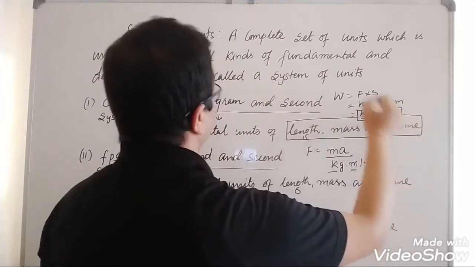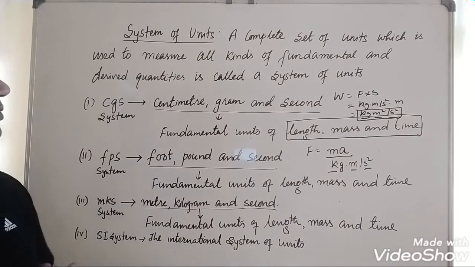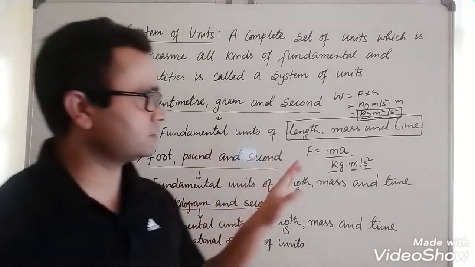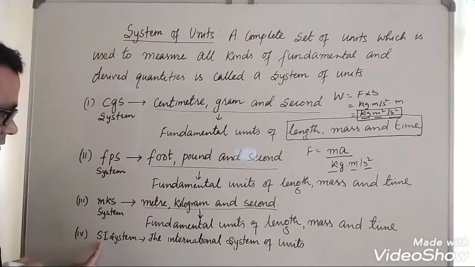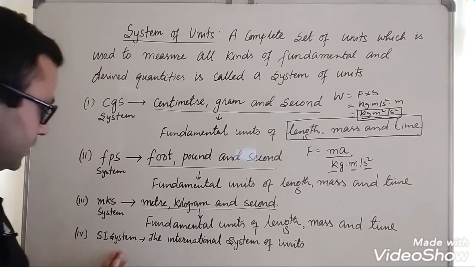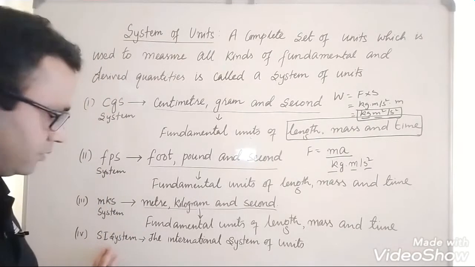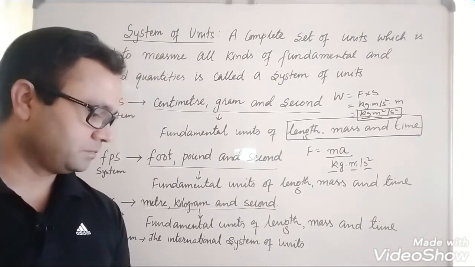Means a system of units is a complete set of units which is used to measure all kinds of fundamental and derived units. The last one is the SI system. SI system is the international system of units.